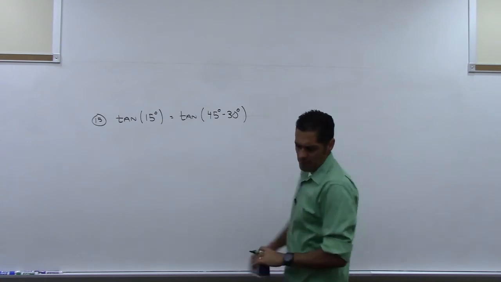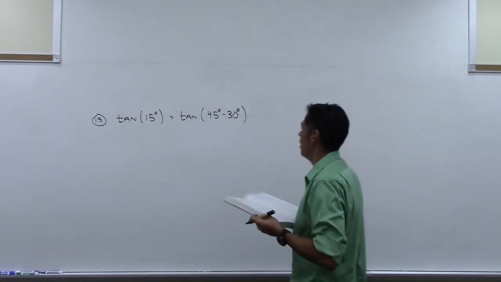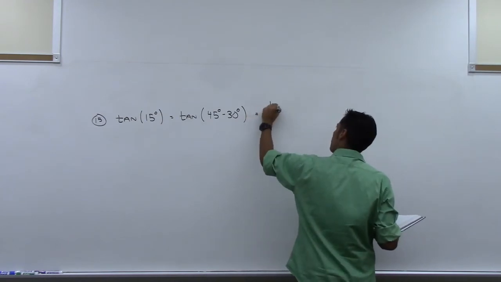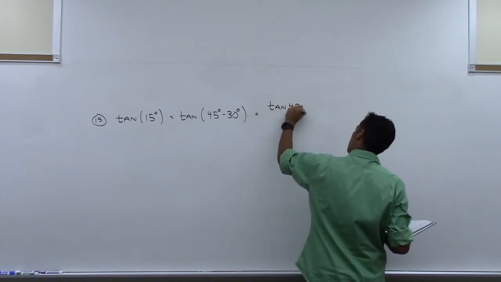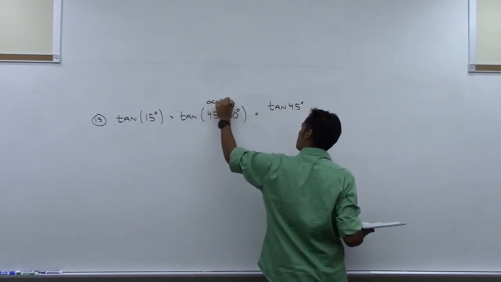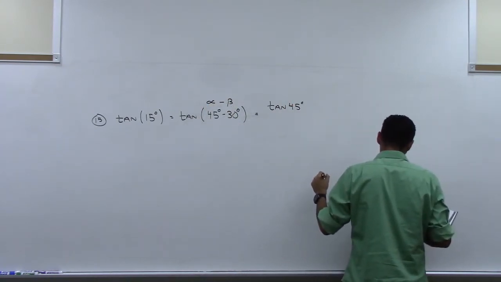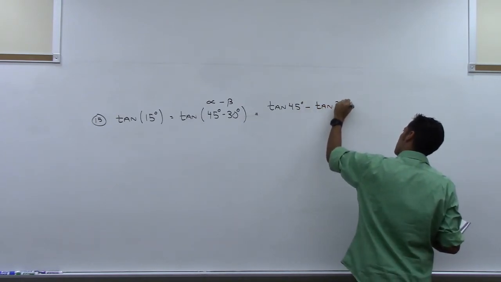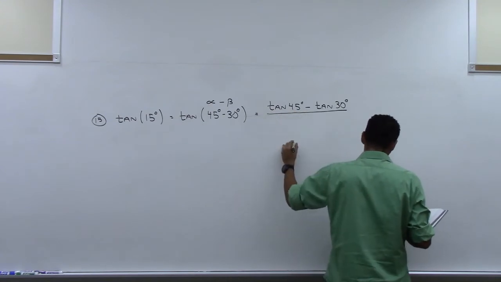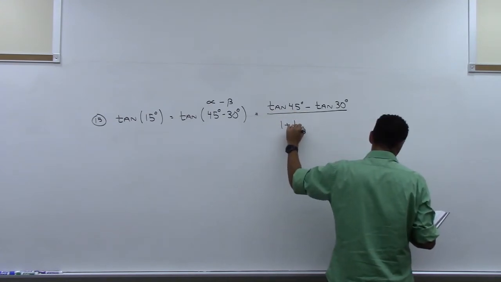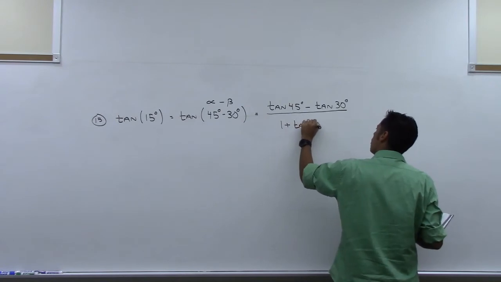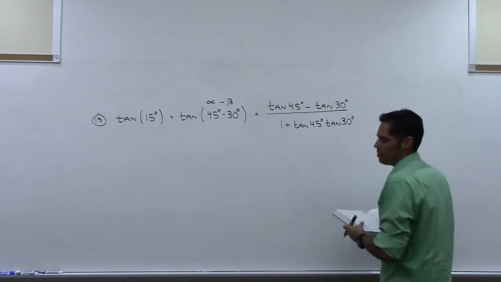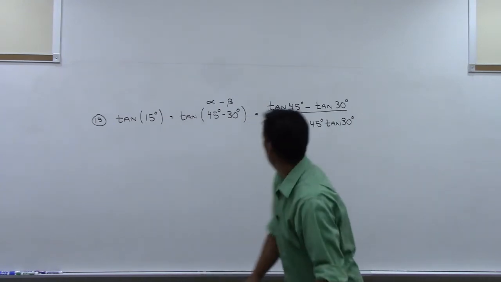Right, and so the formula for tangent, I don't have this one memorized, so this is going to become tangent of alpha, so tangent of 45 degrees. We're treating this like our alpha minus beta there. So tangent of alpha minus tangent of beta, so tangent of 30, and then over 1 plus tangent 45 tangent 30.